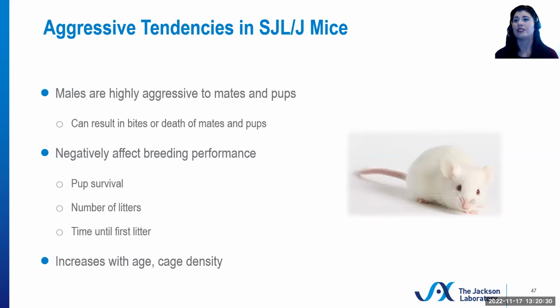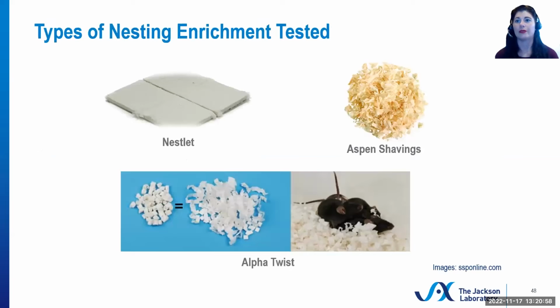Another example of a strain-specific challenge would be aggression in the SJL/J mice. This aggression can impact strain breeding performance by reducing pup survival and the number of litters, as well as increasing the time before the first litter is produced. This aggression can be age and cage density dependent. While the cause of mouse aggression, as I mentioned earlier, is not fully determined, removing stressors and considering enrichment may help. So that is what we did.